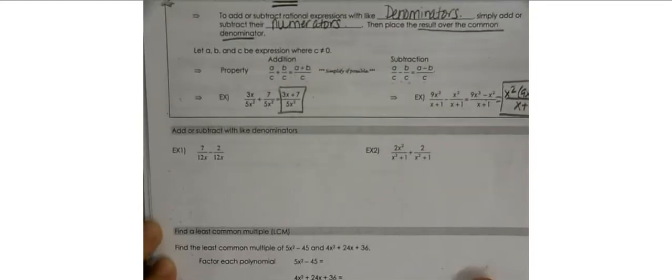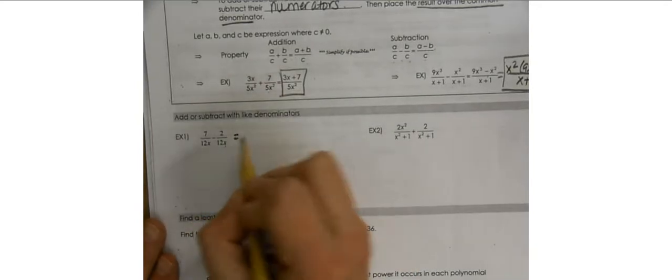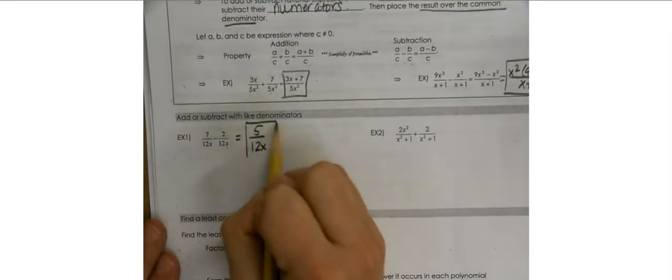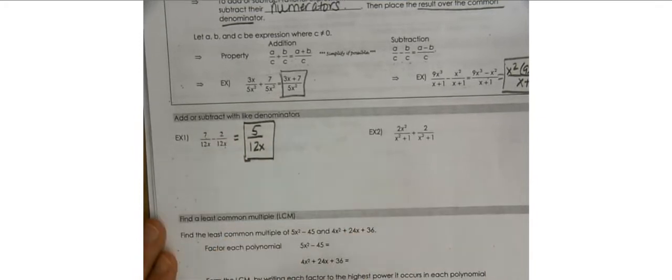So now looking at example number 1, we have a common denominator of 12x, so we're going to combine our numerators. So 7 minus 2, that is 5. So our answer is 5 over 12x. There is nothing further for us to do. So we just simply subtract our numerators, and that is it.